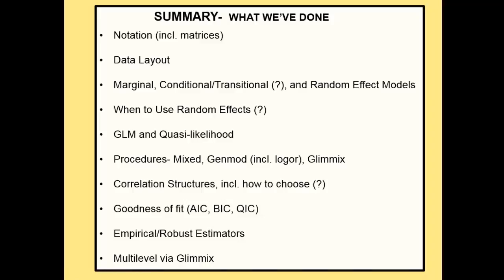When you extend to quasi likelihood, one of the problems is you can't do likelihood ratio tests, because you don't have a likelihood function, but you can do score tests and you can do Wald tests. So that's just reviewing that. The procedures that we talked about were MIXED, GENMOD, and GLIMMIX. Those are the three procedures. Now there are some others that I haven't spent time on because most people don't use them.